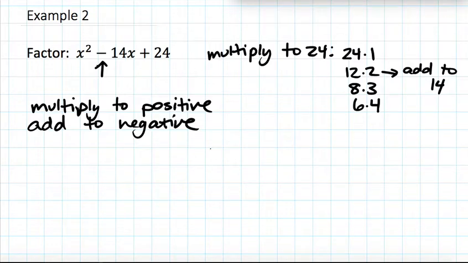Now, if they multiply to a positive number, that means that the numbers have the same sign. So they're either both positive or both negative. They can't both be positive, though, if they add to a negative number, because you can't add two positive numbers together and get a negative number. It would just be a bigger positive number. So what this means is that both numbers must be negative.